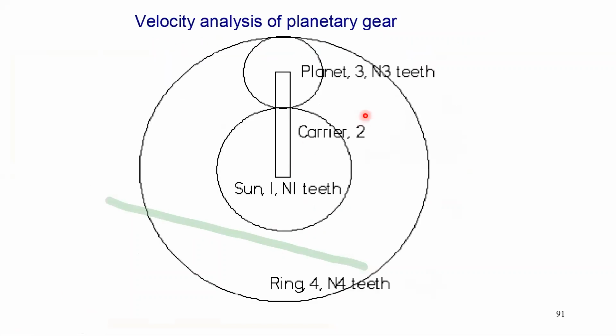And when you're going for a velocity analysis, we always consider the sun gear in the center, and we have the planet gears, N1, N2, N3, and we have the ring gear.